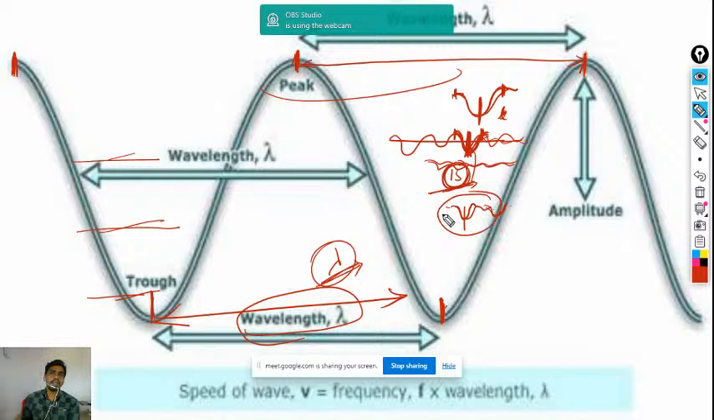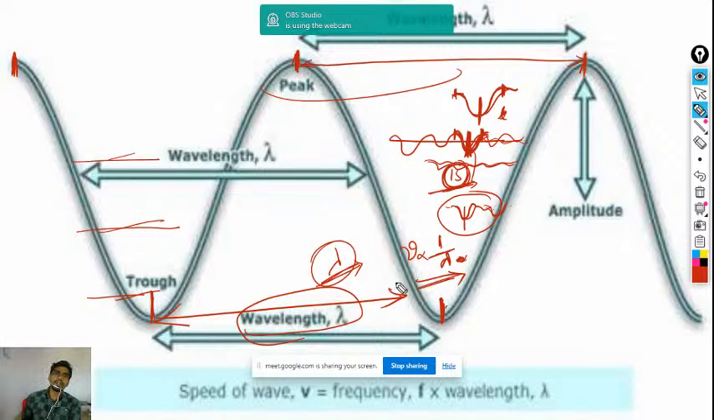If the wave size or wavelength is less, the frequency will be more. If the wavelength is more, the frequency will be less. So it is indicating that the frequency is inversely proportional to the wavelength, or wavelength is inversely proportional to the frequency. Okay, so next, amplitude.